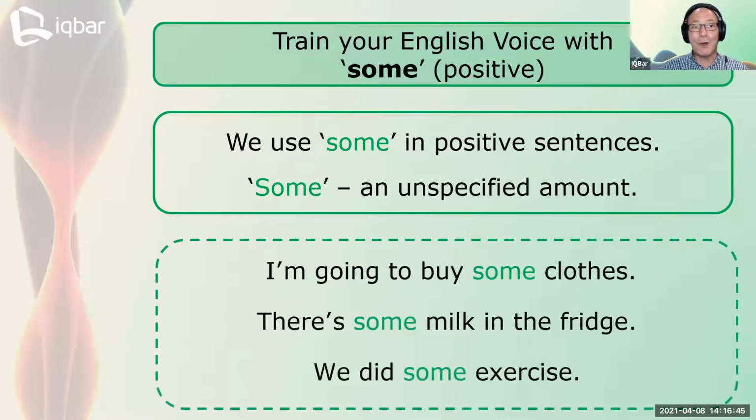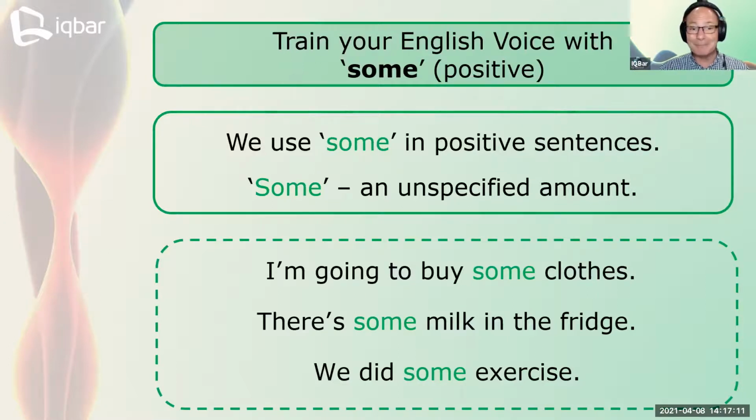Let's look at a few examples. I'm going to buy some clothes. Why do we use the word some? Because we don't know how many clothes. How many items? And then we use the word some. And also, this is a positive sentence. I am going to buy some clothes.